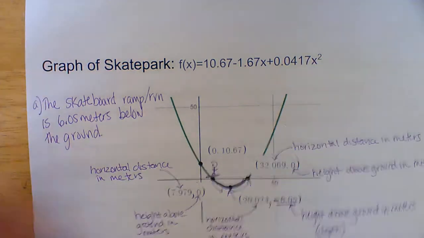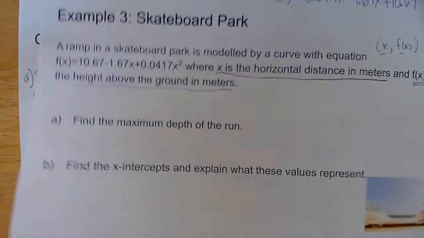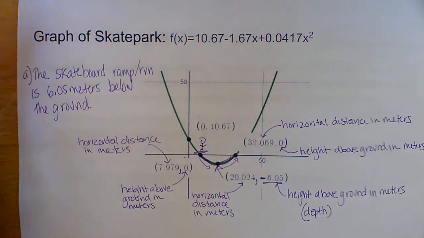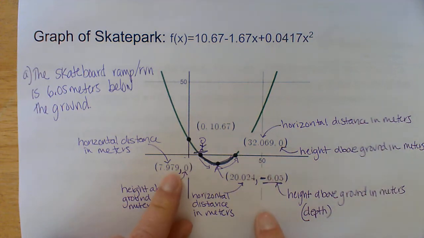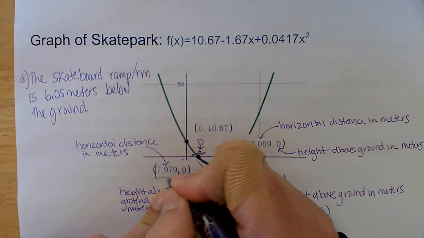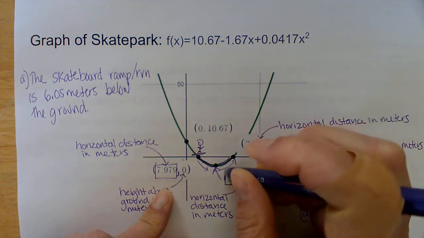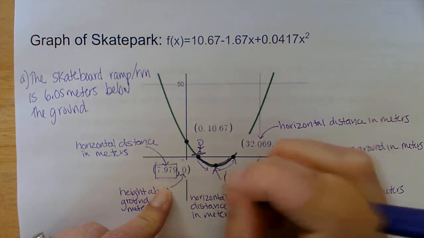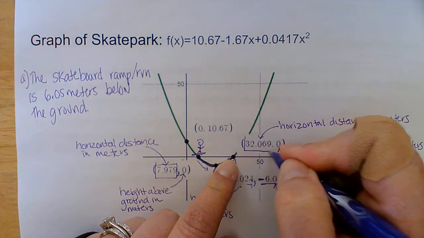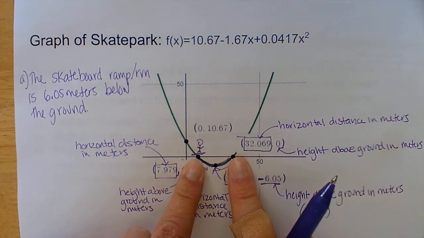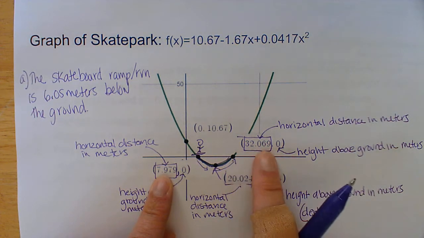All right, let's go on to part B. Find the x-intercepts and explain what these values represent. Okay, so here are my two x-intercepts. Here's the first one, and here's the second one. So I'm just going to put a little box around this number and a little box around this one because there's a lot going on. So here's my first x-intercept, here's my second.